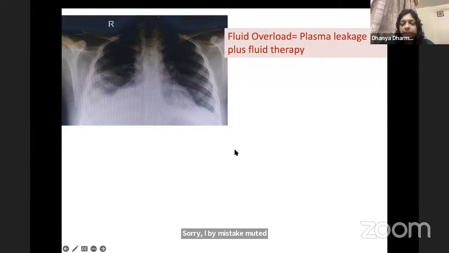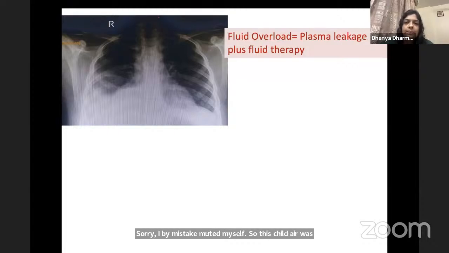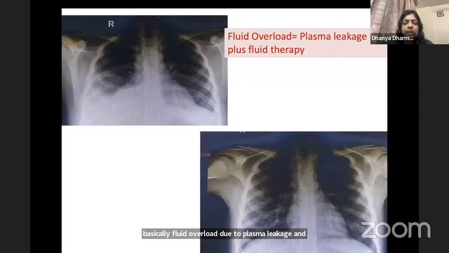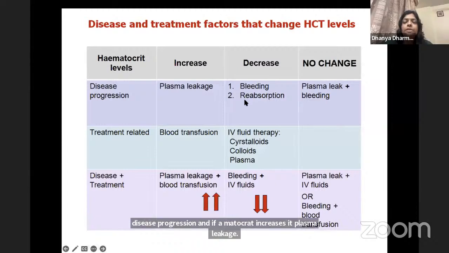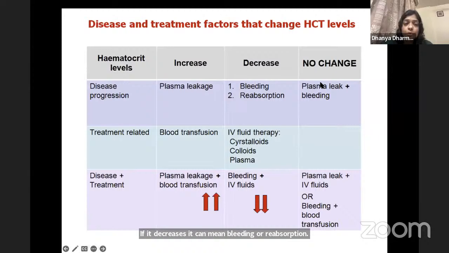So this child was basically fluid overloaded due to plasma leakage and fluid therapy. And we just, as I said, did nothing and the fluid just cleared off on its own. So again, to repeat this in a different form, if there is disease progression and if hematocrit increases, it means plasma leakage. If it decreases, it can mean bleeding or reabsorption. But at the same time, if there is no change, it can also mean both are happening at the same time, both plasma leak as well as bleeding.